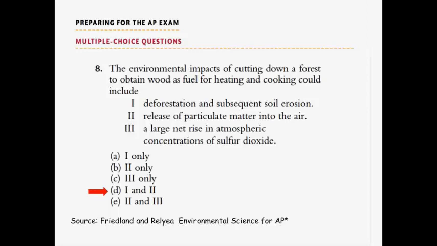You release particulate matter into the air. And in this case, the incorrect part of this answer, part 3, is that it doesn't lead to a large rise in sulfur dioxide. There's little or almost no sulfur dioxide coming out of wood combustion. That would be correct if, say, we were talking about coal or oil production. But for that reason, D, Roman numerals 1 and 2, would be the best choice in this question.